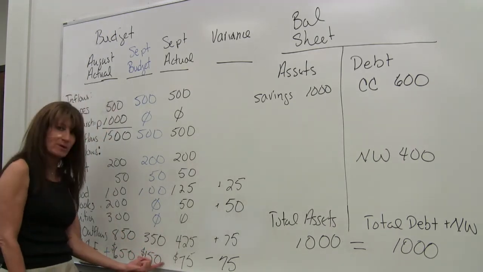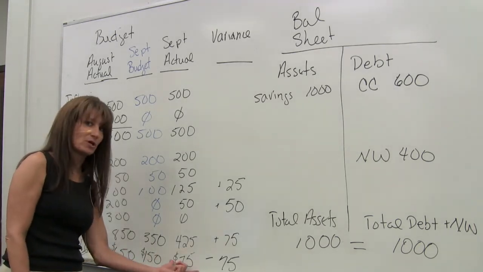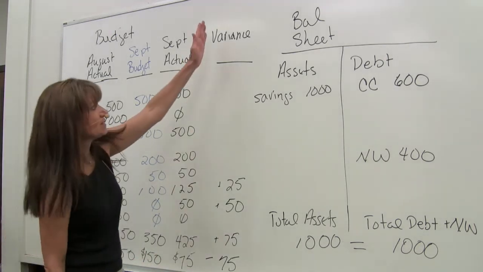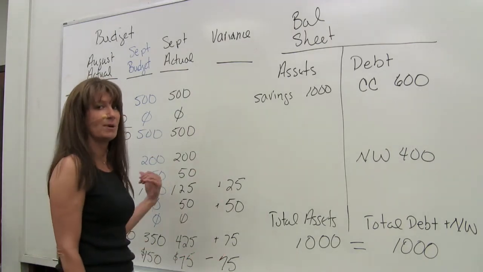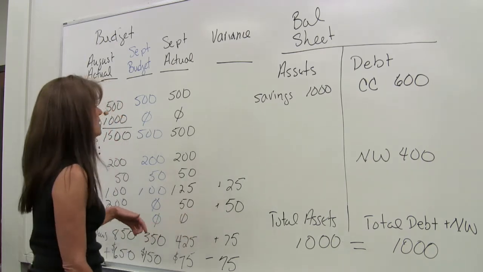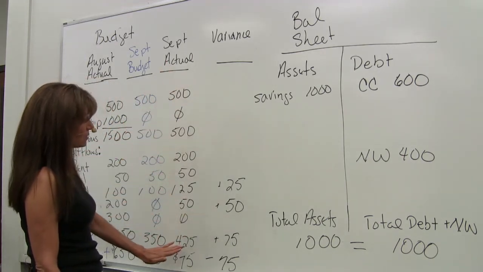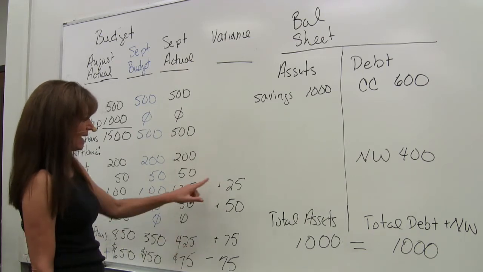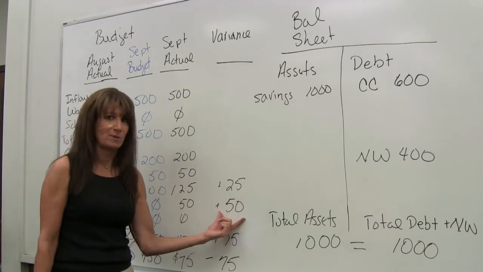We anticipated we would have a net positive cash flow of $150, but it's actually only $75. So this column right here is where we keep track of the variances from our budget to our actual data. So we budgeted these things for September in this column. Here's our actual information for September. And for food, we spent $25 more than we thought. And for books, we spent $50 more.